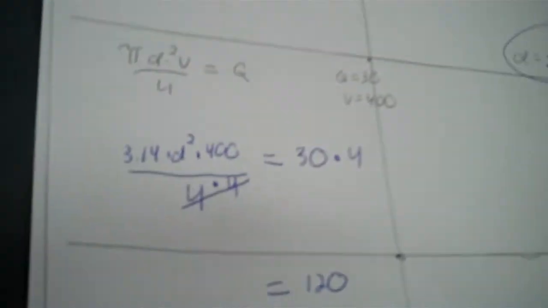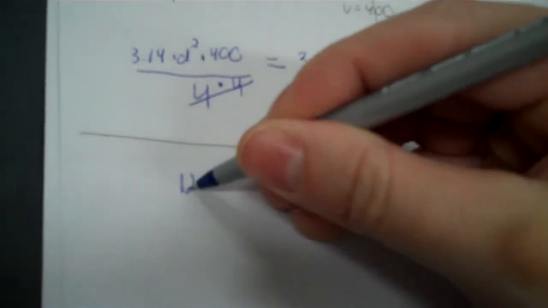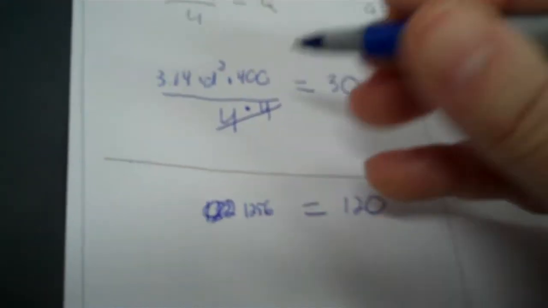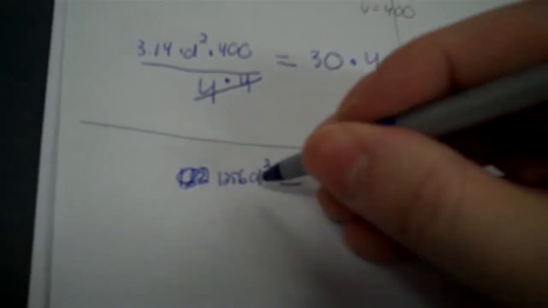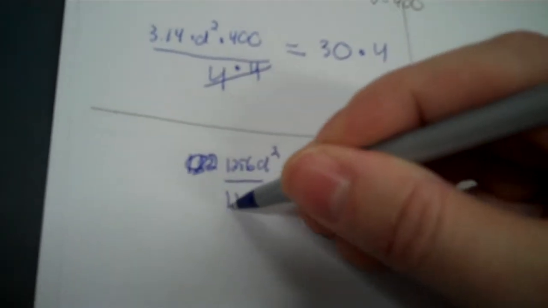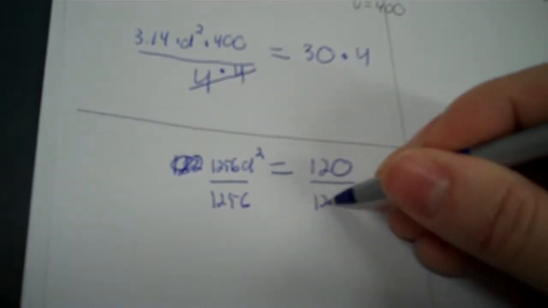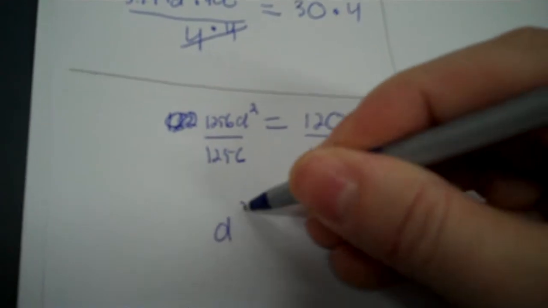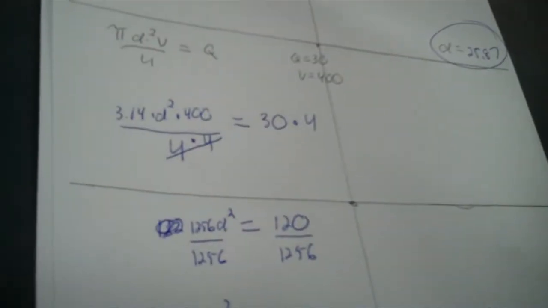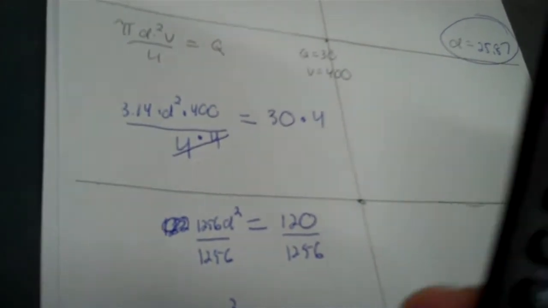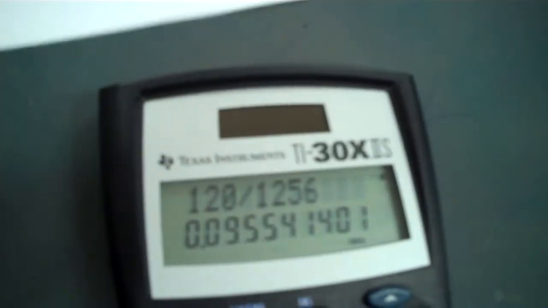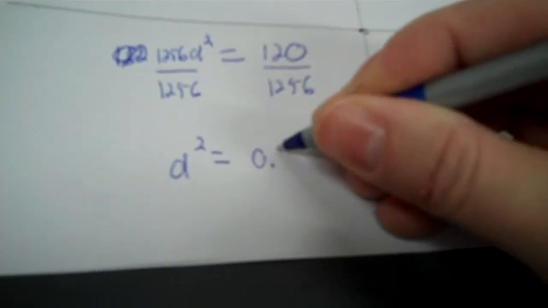Okay, 1,256. Well, 1, 2, 5, 6, and then we still have the d to the second. Now I can solve for the d variable. I'm going to divide by 1,256. That now d to the second's by itself. .09, we'll call that 0.10, okay?